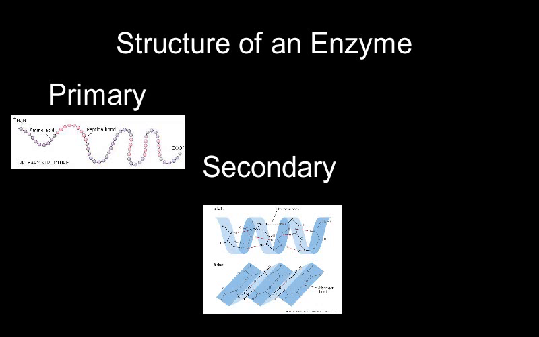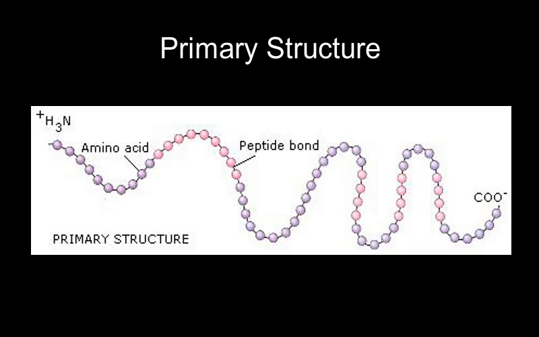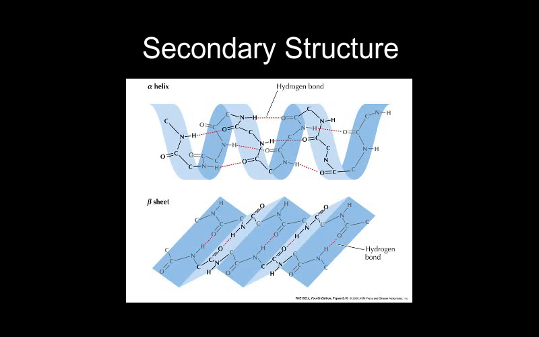Enzymes consist of three main structures: primary, secondary, and tertiary structures. The primary structure is a chain of amino acids bonded together by peptide bonds. This strand of amino acids creates the protein that the enzyme is made up of. The secondary structure has two different kinds of structures. One is a helix and the other is a sheet.